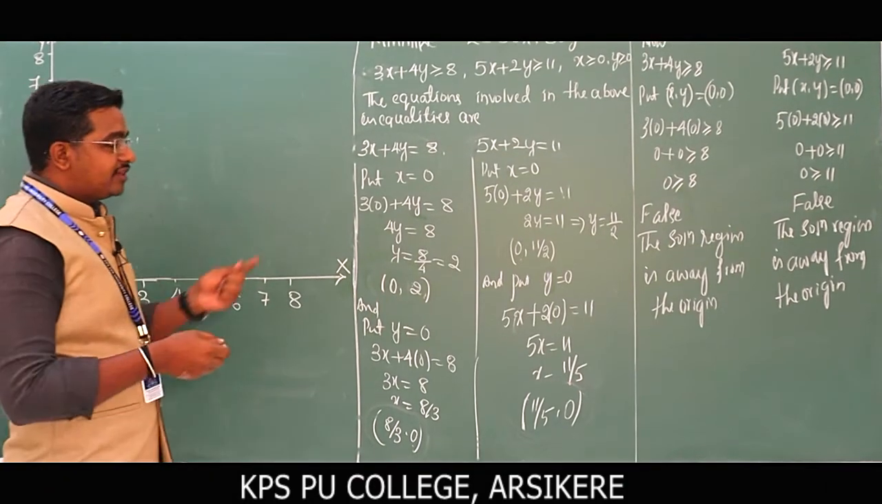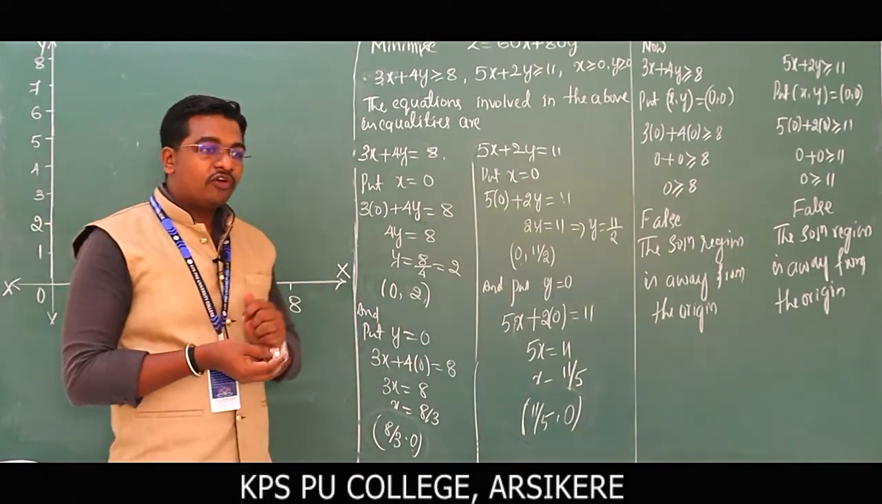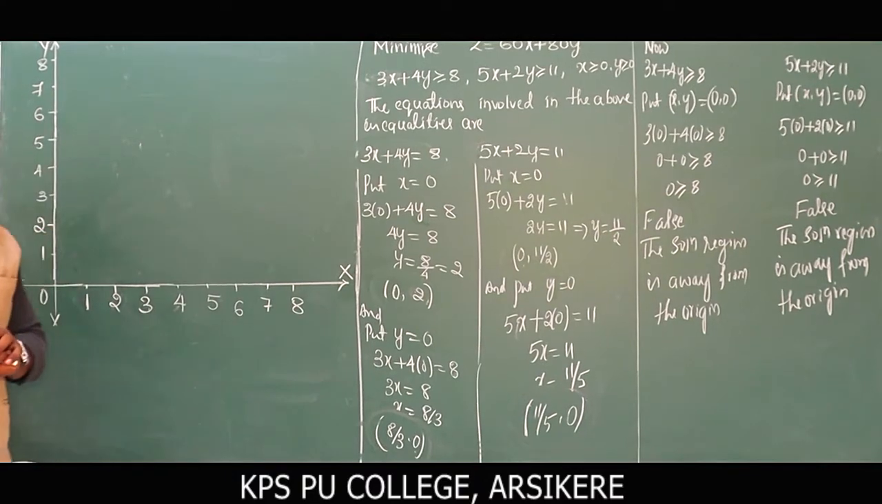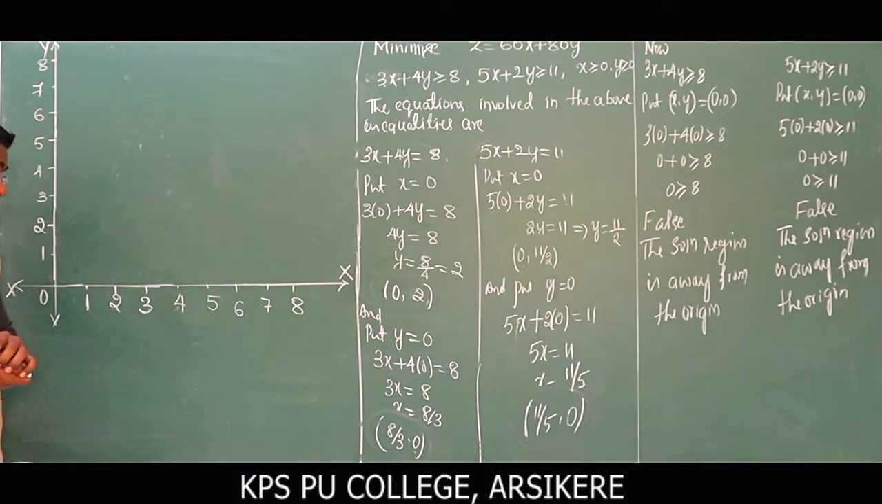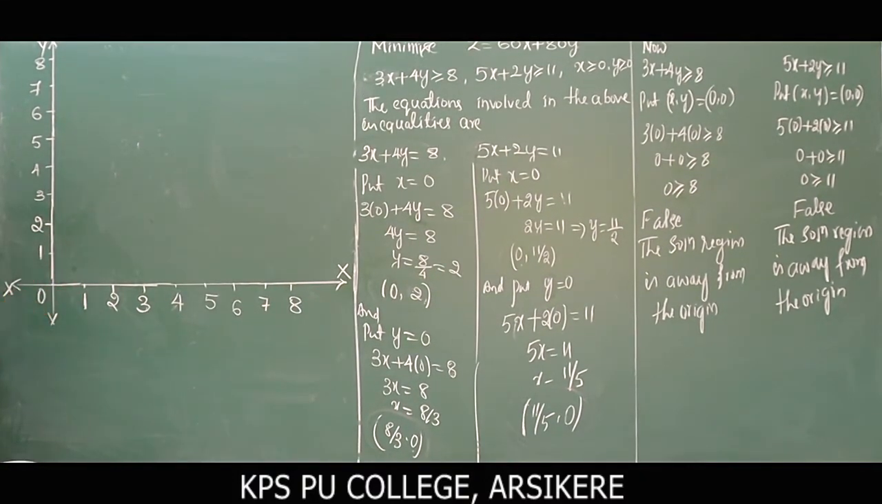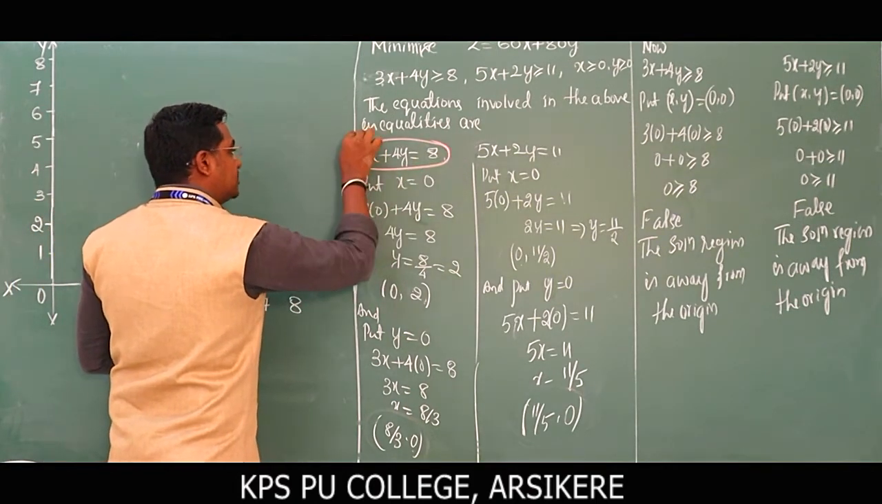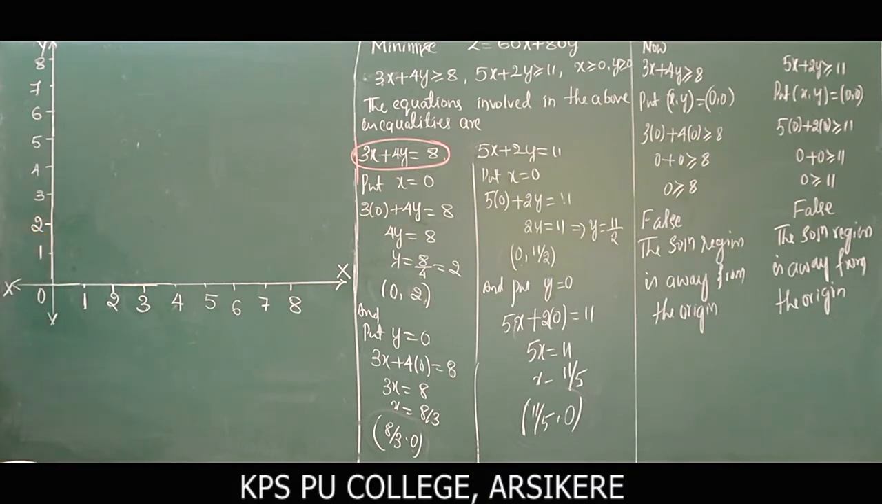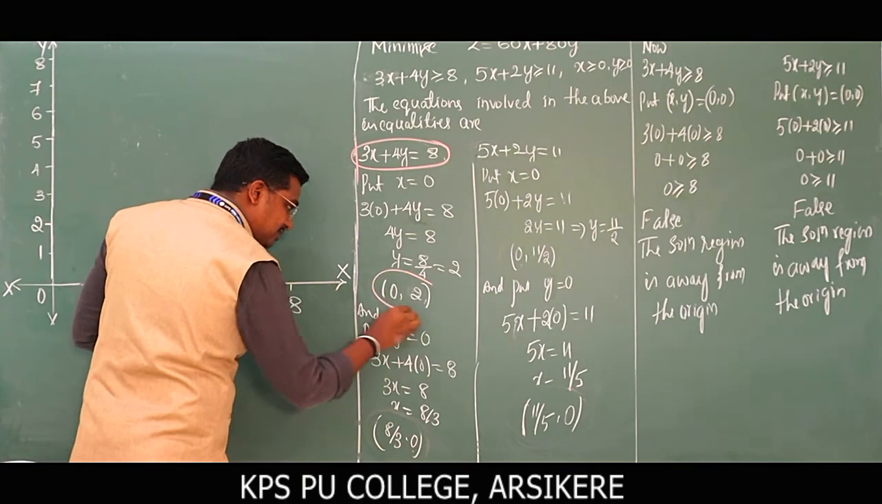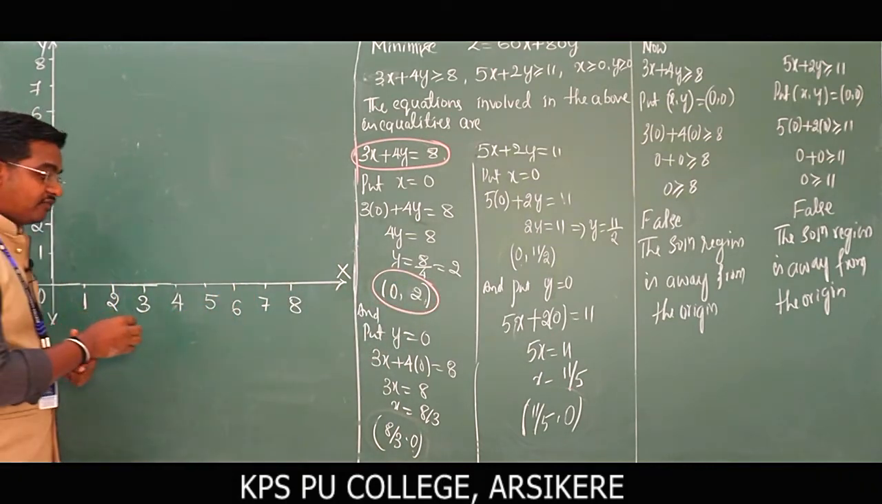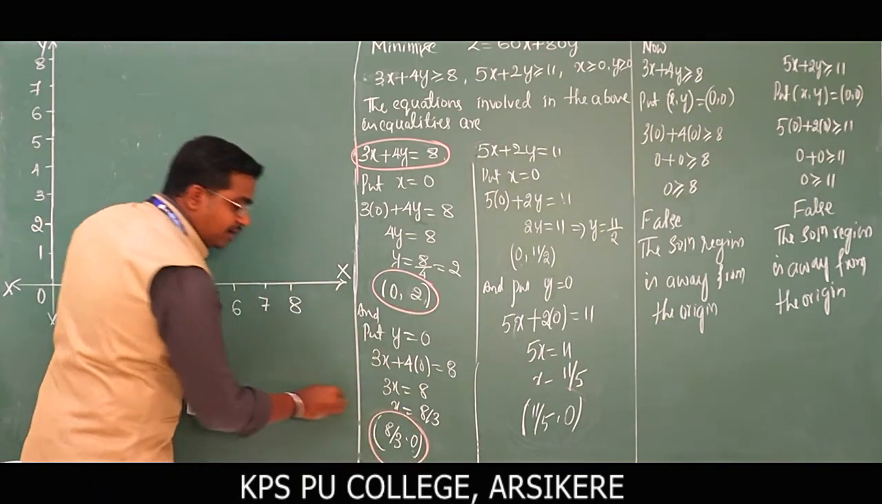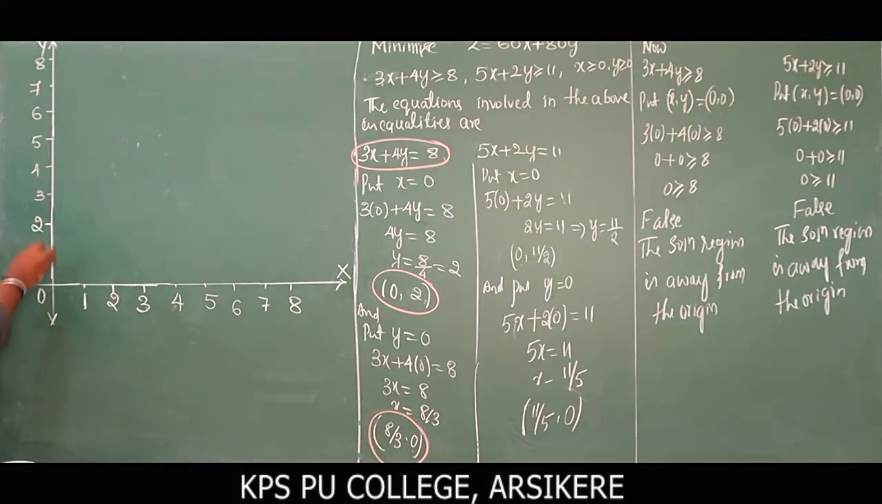So now we draw the graph for these inequalities. Before going to draw the graph, first take the scale along the x-axis and y-axis as 1 centimeter is equal to 1 unit. So first draw the line. What is the line here? 3x plus 4y is equal to 8. The corresponding points of intersection are, with the y-axis, 0, 2, and with the x-axis, 8 by 3, 0. First, plot 0, 2.